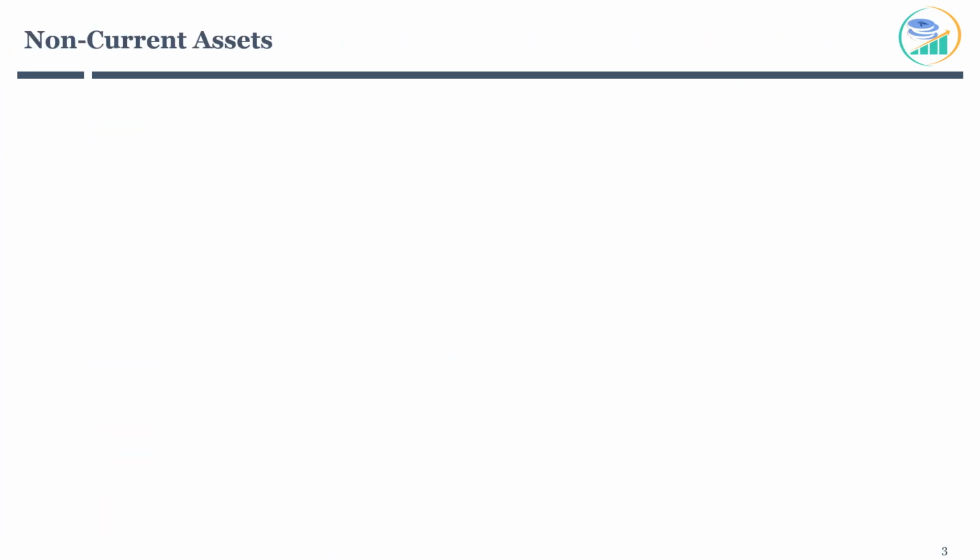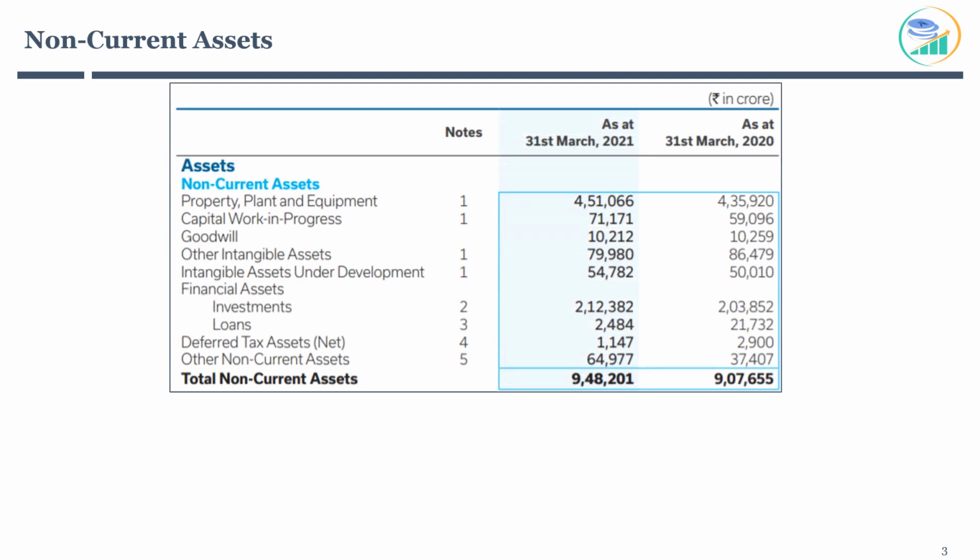It's time to go into details of each type of assets. Let's start with non-current assets. Balance sheet includes several assets type reported as non-current assets. Let me list down each asset type you will typically notice on balance sheet.